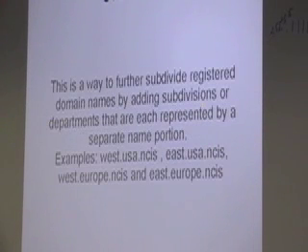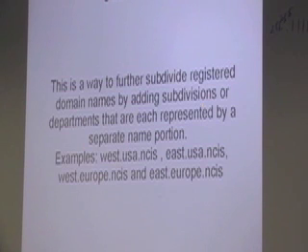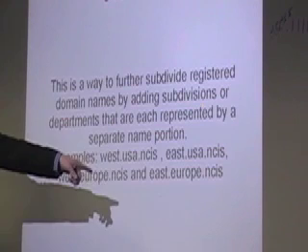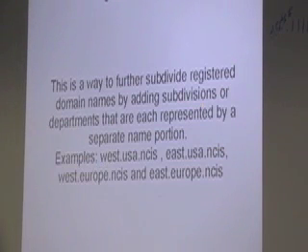And then we go into a subdomain. This is a way to further subdivide registered domain names by adding subdivisions or departments that are each represented by a separate name portion. Again, for an example, we've got our top level, second level, and our subdomain. So it'd be west.usa.ncis and so on through east, west.europe, and east. Both east and west have become a child domain in our Active Directory structure, which have become subdomains for our DNS.